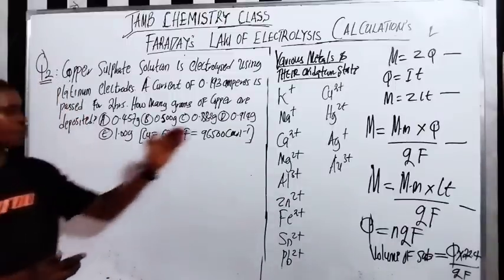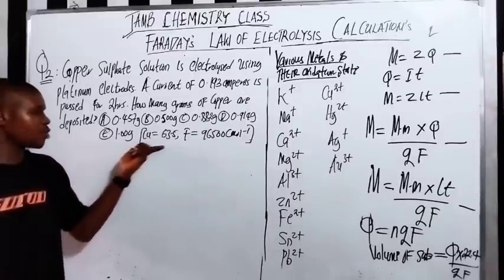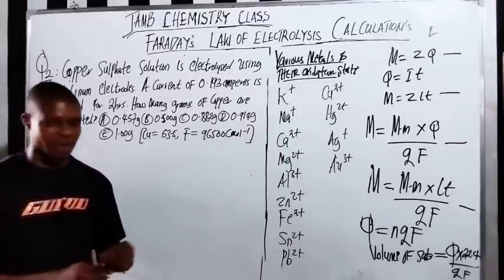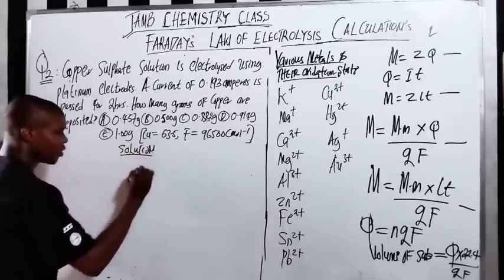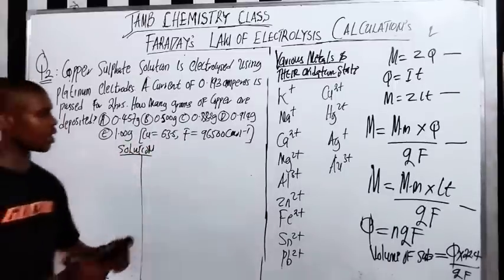So here we have the options. Here we have the atomic mass of copper. Here we have the Faraday constant. So it's very easy here. Let's solve it together.